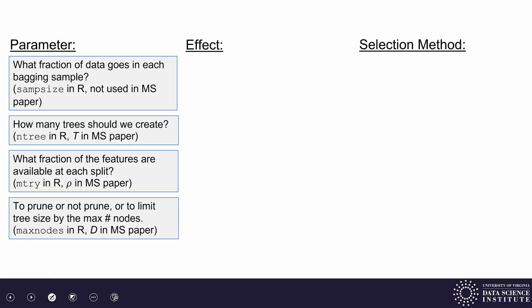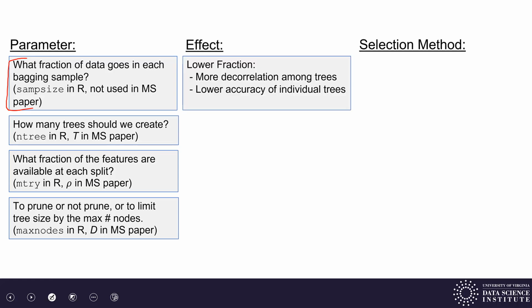So first parameter here is the bagging sample size. Remember, what does this bagging do? By taking a random subset of the data, we're creating variety among our trees, or we're decorrelating the trees. So a lower fraction is going to create more decorrelation. On the other hand, there's a trade-off at the extreme values. If you create an extremely low fraction, you'll get individual trees that have lower accuracy. So we want a sample size for the bagging that's small enough to increase that decorrelation, but not so small that the trees become too inaccurate.